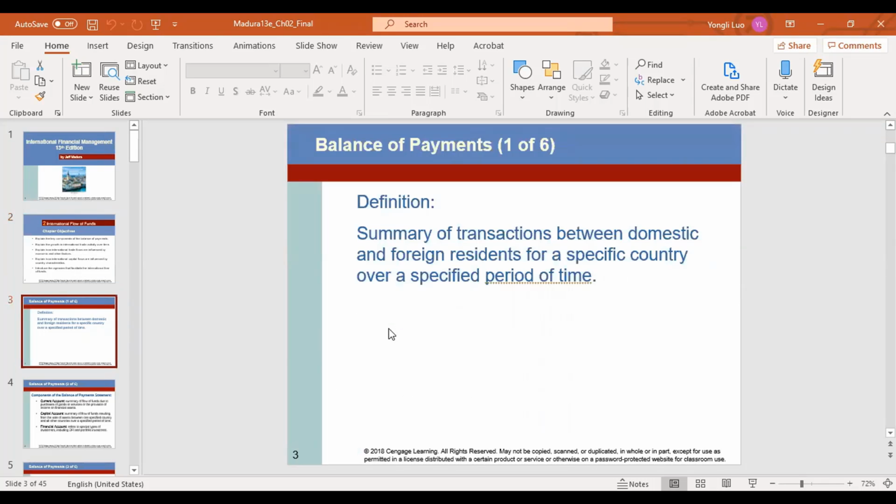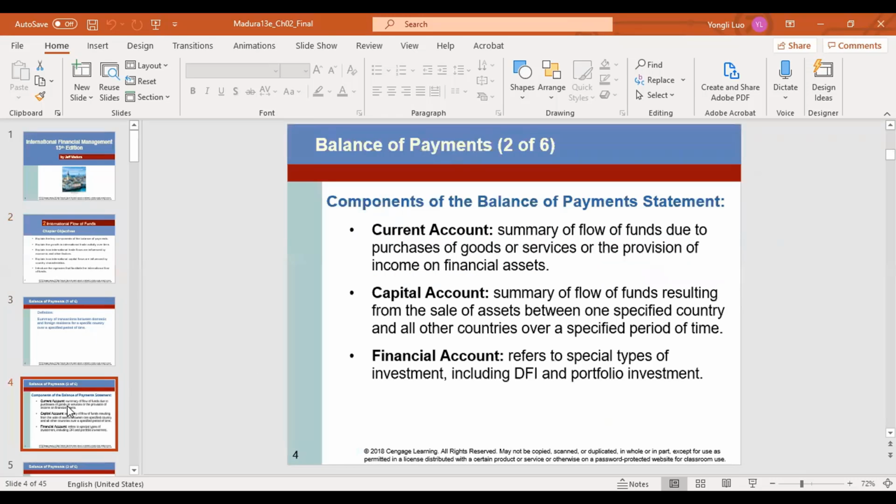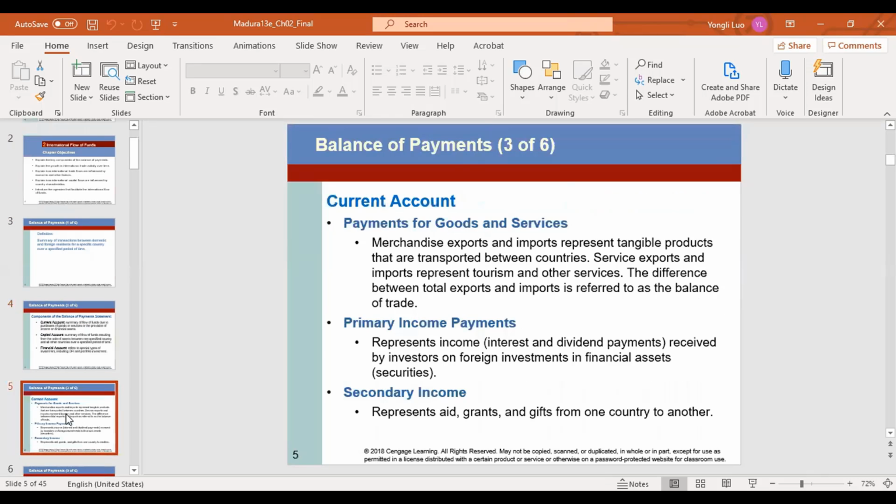The balance of payment is the summary of transactions between domestic and foreign residents for a specific country over a specified period of time. The components of the balance of payment statement include the current account, capital account, and financial account.